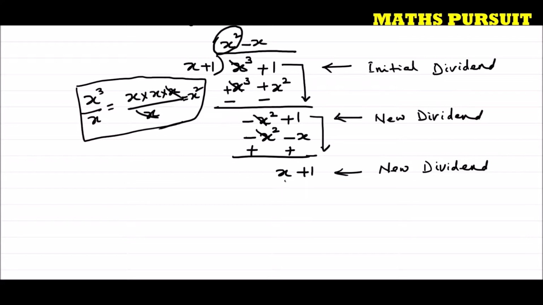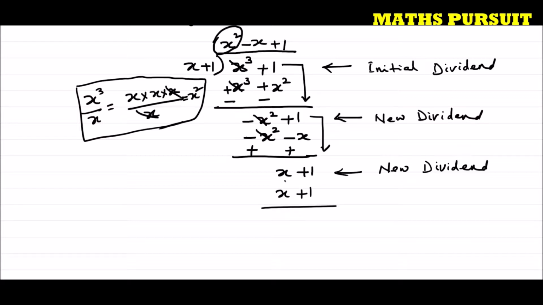So let's see. Here we have x plus 1. What should I multiply with this x so that I will get x? The answer is very simple and very straightforward. If I multiply plus 1 with this x, then I will get x. So let us do that. I'm multiplying plus 1 with this x, so I'm getting x plus 1.